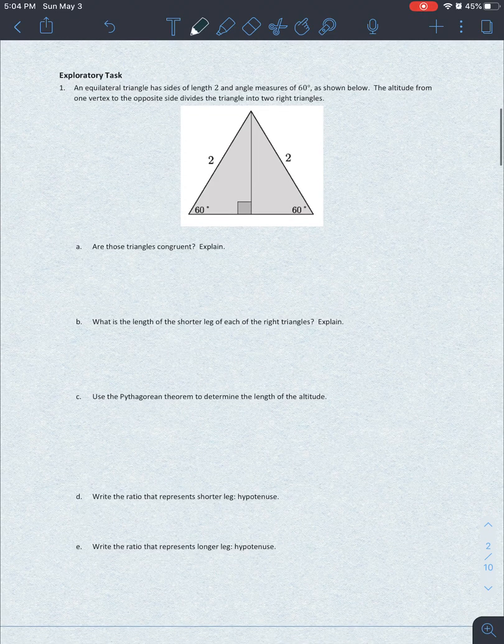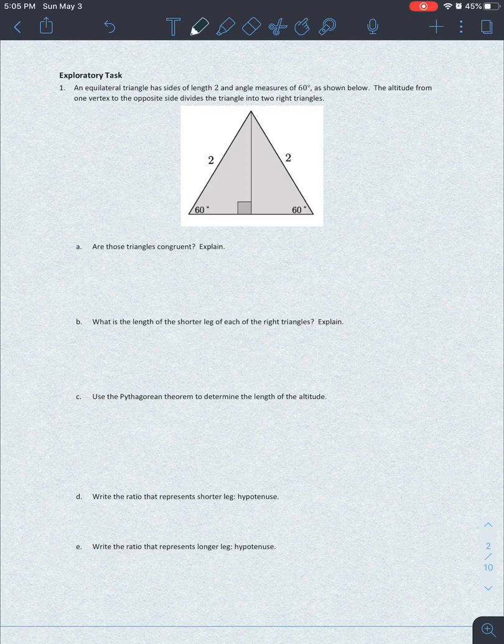Okay, now I hope you tried this task again. So this time we are going to attempt to prove the 30, 60, 90 triangle. So the first question is, are the triangles congruent?